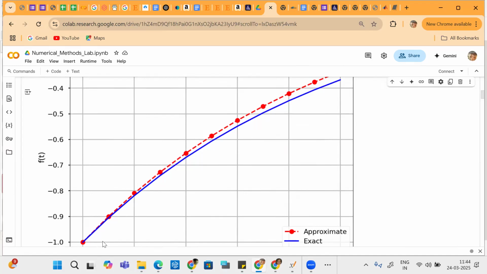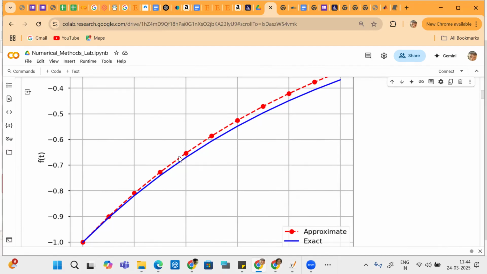Can you see that initially it was matching? Initially it matched because it is very close to the initial solution. But as the time increased, the approximation started to get more and more error. Why? Can you tell me why, with the variation of x, the error started to increase? Can you see that the separation between red and blue here is less than this separation? The separation between blue and red is bigger here. Why?